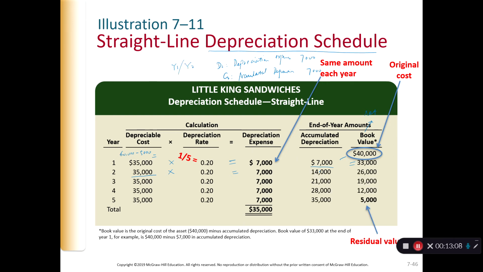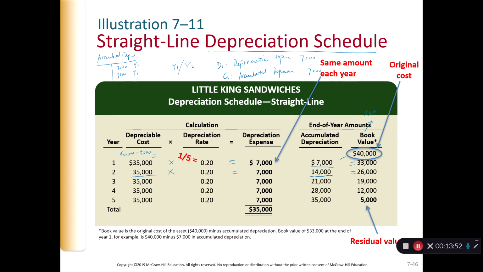And then at the end of the year, you have accumulated depreciation of $7,000 in year 1 and $7,000 in year 2, right? So that means the accumulated depreciation account by the end of year 2 should be what? 14,000, and the net value of the asset on the books should be 26,000, right? Because 40,000 minus 14,000, or 33,000 minus 7,000, is 26,000.